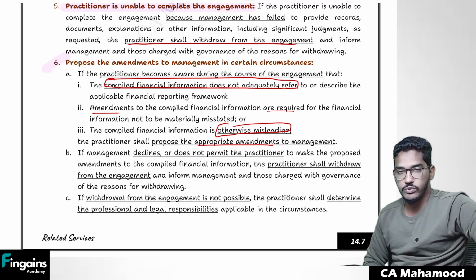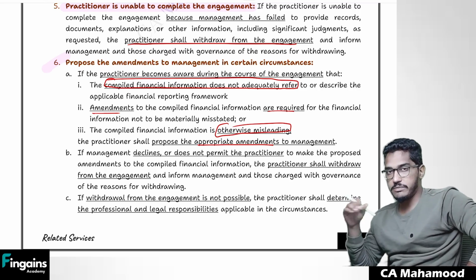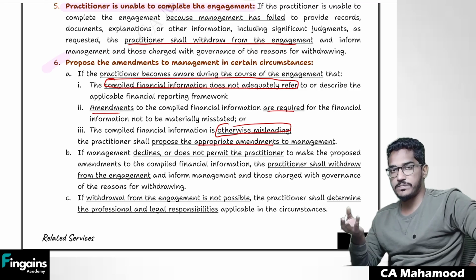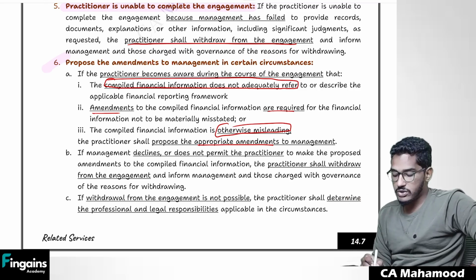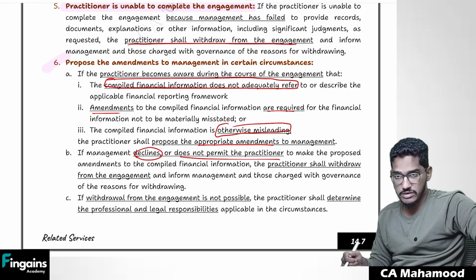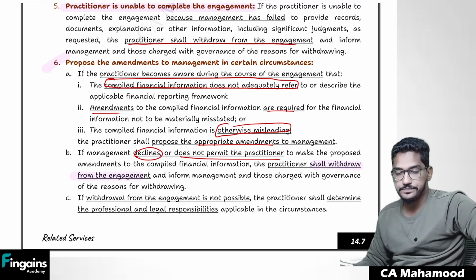If the management does not do it, then what you should do? There is something wrong in the compiled financial statements. You ask the management to make some changes to the compiled financial statements, but the management is not agreeing, they are declining it, or they are not permitting the practitioner to make the proposed changes, then what you should do? The standard has simply told withdraw from the engagement.